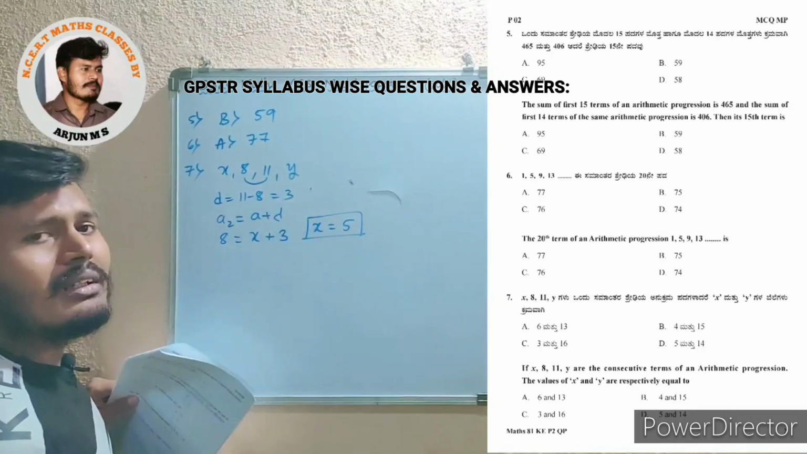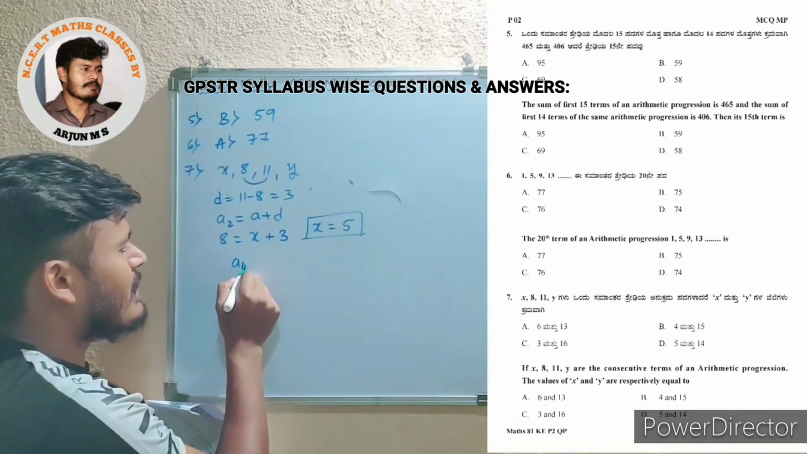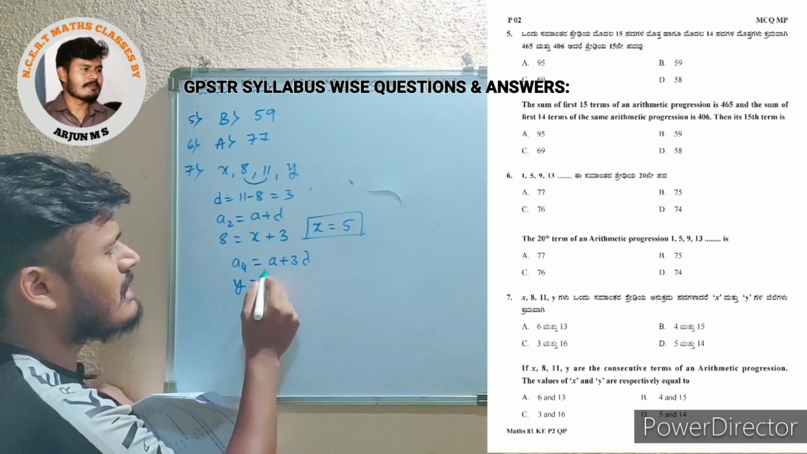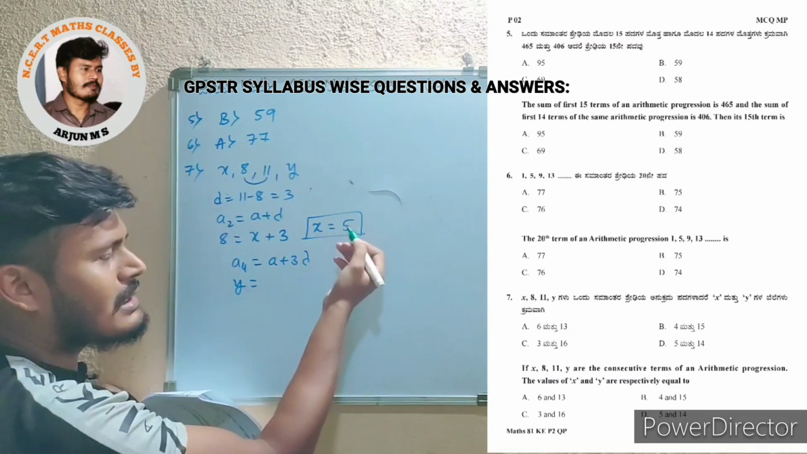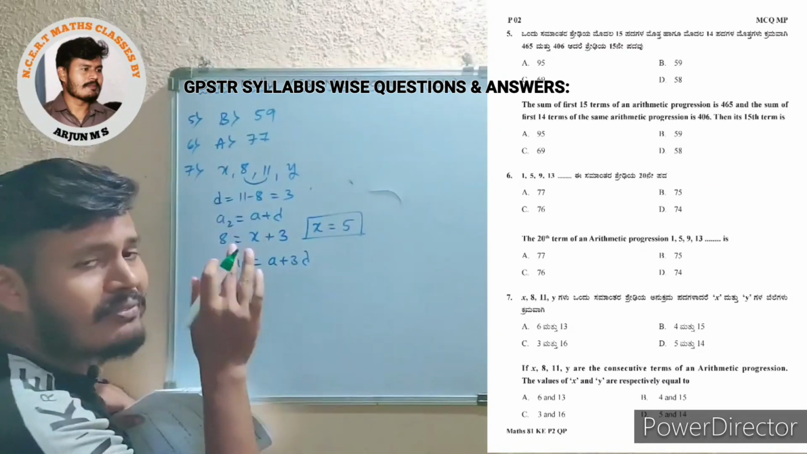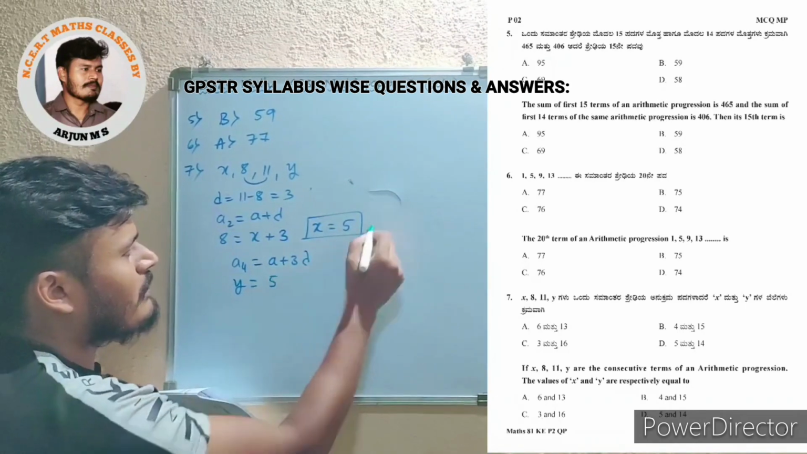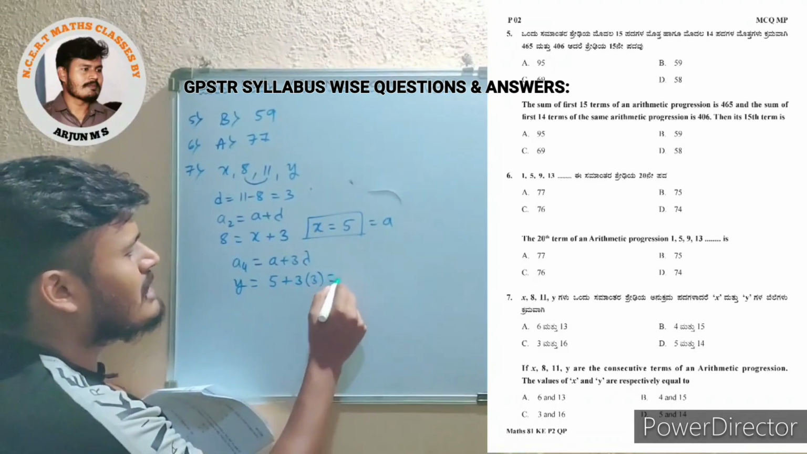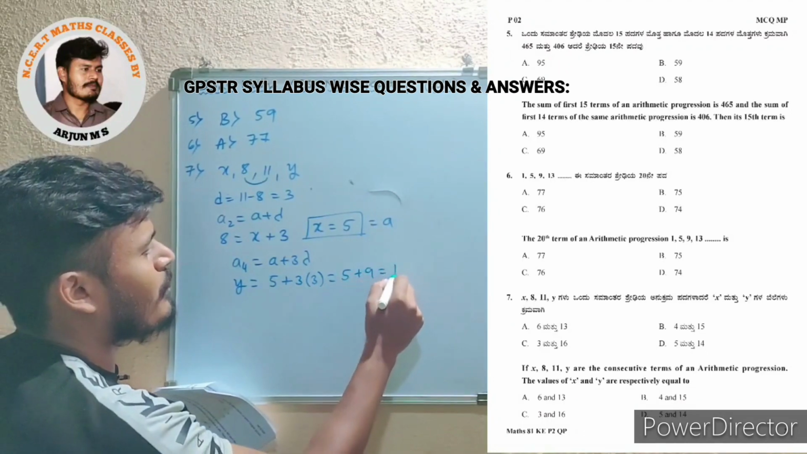Then find out the fourth term. a4 = a + 3d. We know that a4 is y. This is equal to a, or x, both are equal because x is in the first position. That's why 5. This is also equal to a, right? 5 + 3 times 3, which is equal to 5 + 9 = 14.